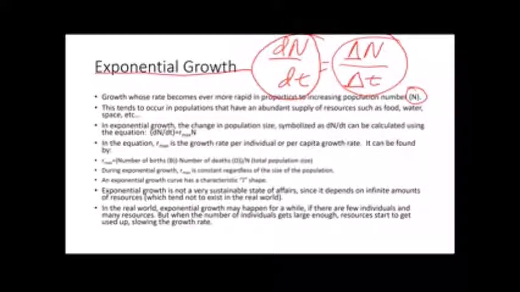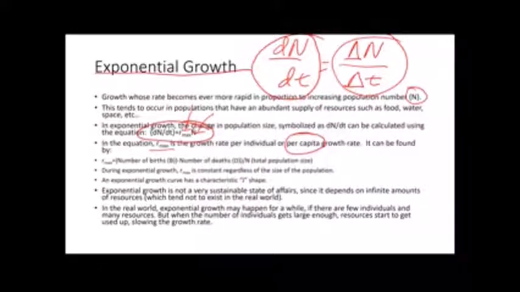We can calculate the change in population size using this equation, which is also found on your AP formula sheet. Notice that you've got r max. Sometimes you'll see that just written as r times N. r max is the growth rate per individual. We're going to call it the per capita growth rate, the growth rate per individual in the population.